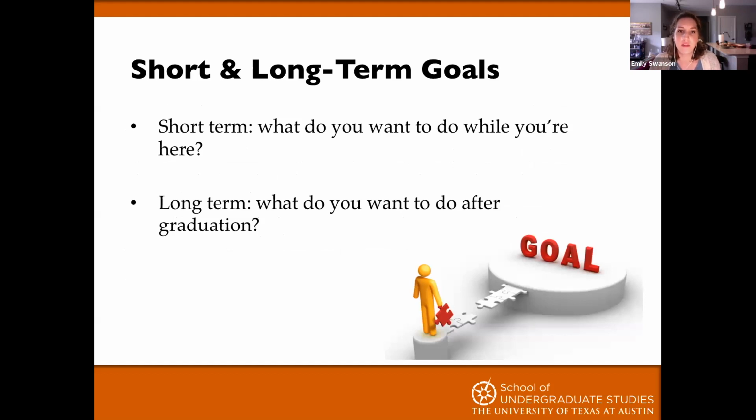So let's talk a little bit about the short and long-term goals, because I think students get a little worried about this. This is kind of the scariest part of it, and it's really not. And I'll talk a little bit about why it's not. So short term, what do you actually want to do while you're there? What do you want to do while you're in that particular major? So whenever you're thinking about this, go look at the degree plan, go look at course descriptions, get an idea of what kind of classes you'll be taking, and talk about some of those.